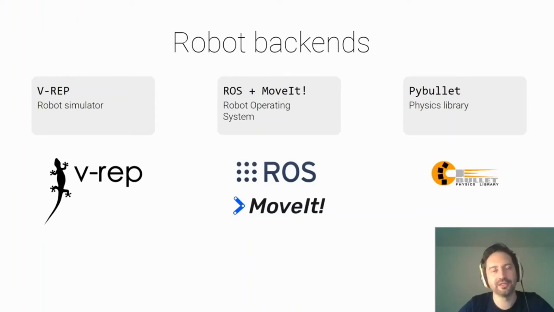And there's a number of projects that run on it, such as MoveIt, which is a motion planner for ROS. And that's the second big one and currently our main focus for robotic backends, because it's basically the de facto standard for robotics, at least in the academic communities. So that's the second one we integrated. And recently we added support for PyBullet for physics, and we are extending that support as we move along.